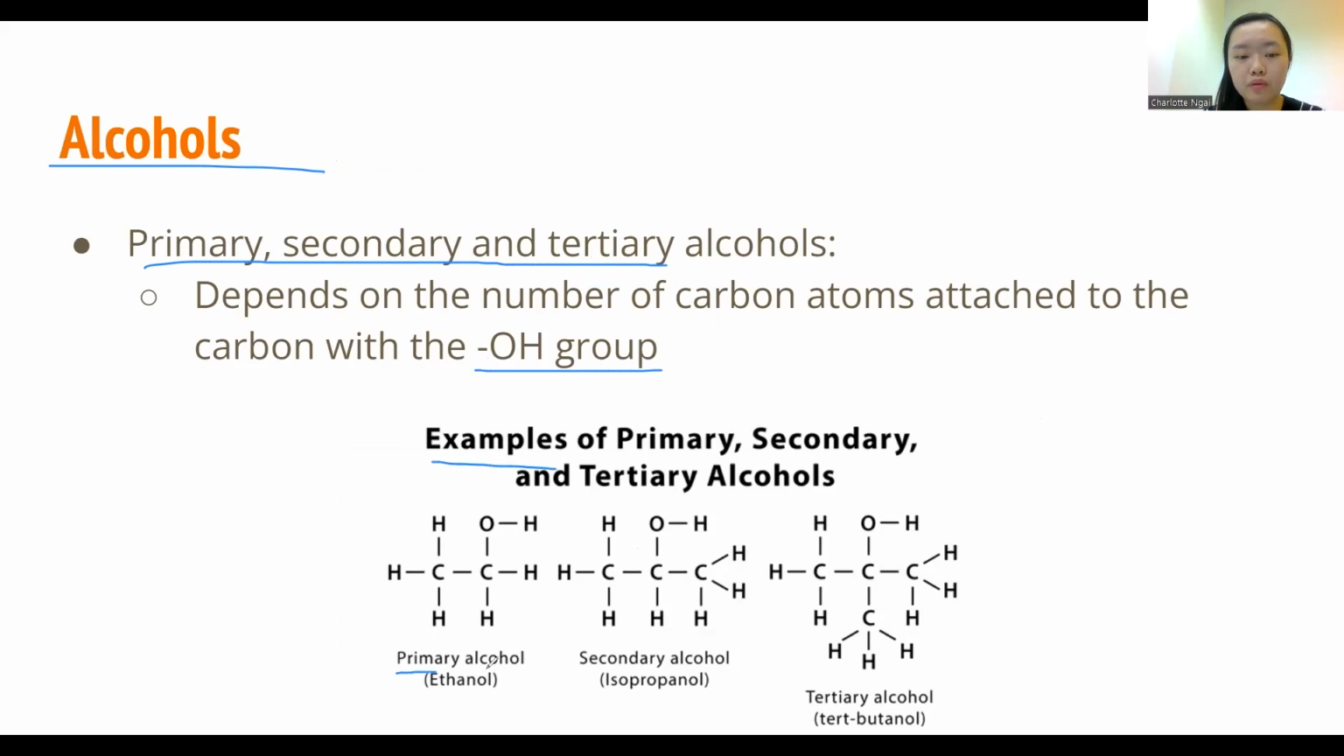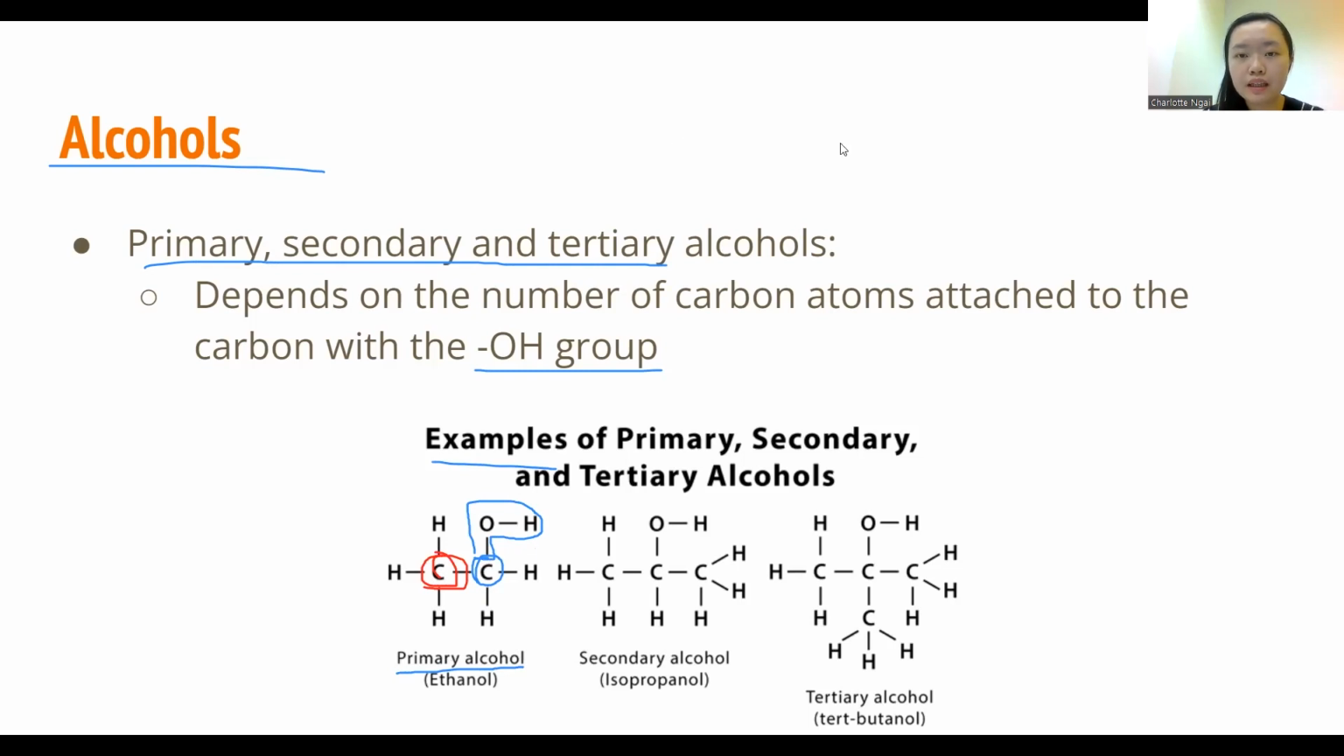The first one I want to go through is primary alcohol. For primary alcohol, the reason it's primary is that we look at the carbon right here, which is attached to the OH group, and there's one more carbon attached to the carbon with the OH group. So therefore this is a primary alcohol because only one carbon group is attached to the carbon with the OH group.